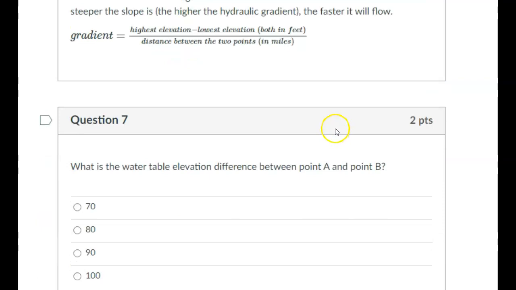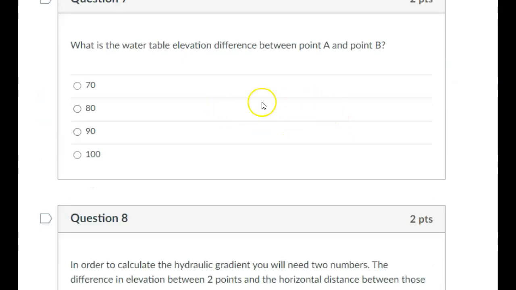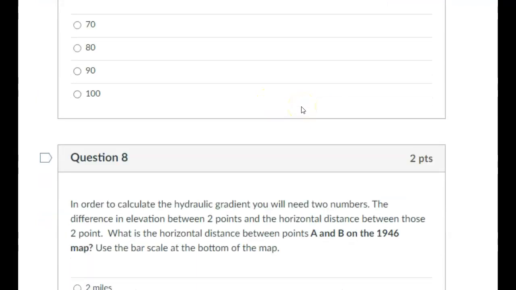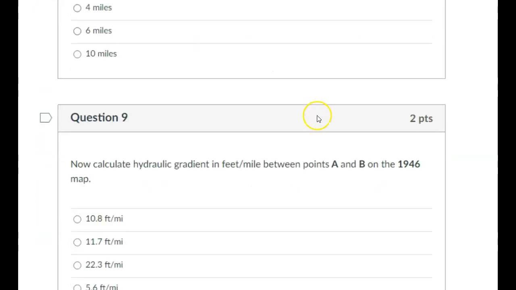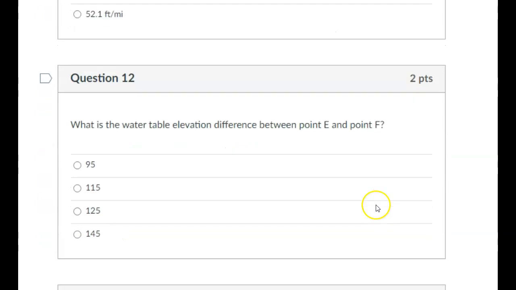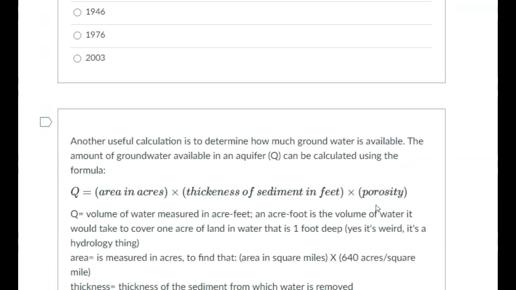And so I'm going to ask you to do a couple of those. So you're going to go back to those maps, and you're going to find those points, figure out the difference in elevation, and figure out how far apart those wells are, and then you can calculate the gradient. And so you'll do that for the 3 different maps, and so you'll have that information there.